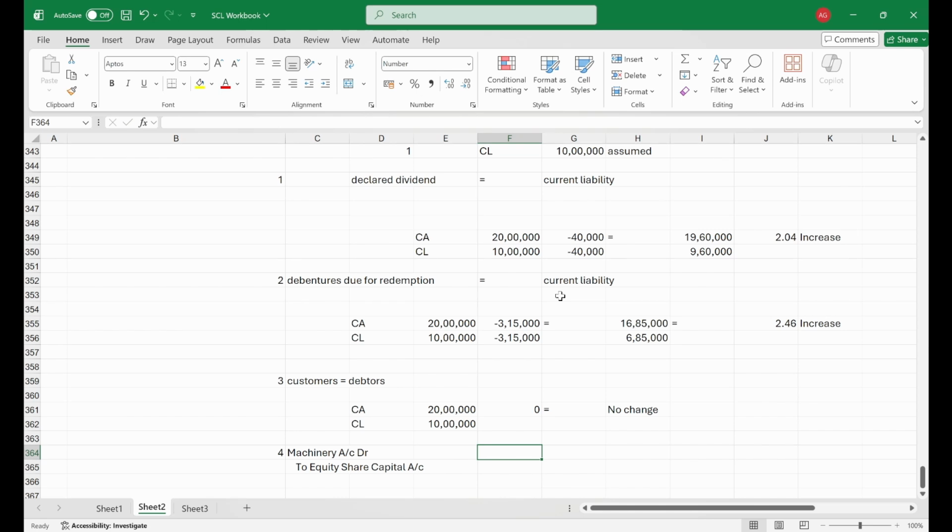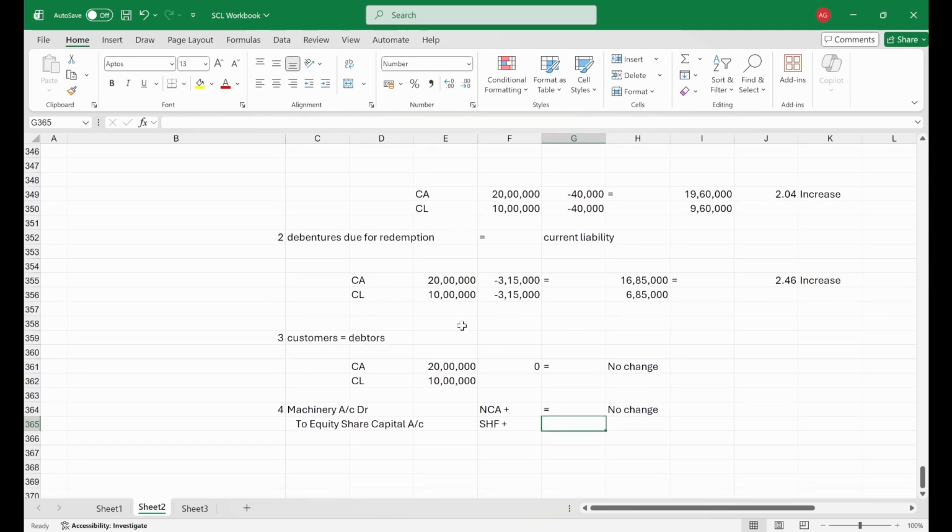Now this machinery is a non-current asset. So non-current assets would have gone up, and also equity share capital is nothing other than equity, which is shareholders' funds. Therefore, non-current assets as well as shareholders' funds have got nothing to do with current assets or current liabilities. Therefore, there is no change in the current ratio.